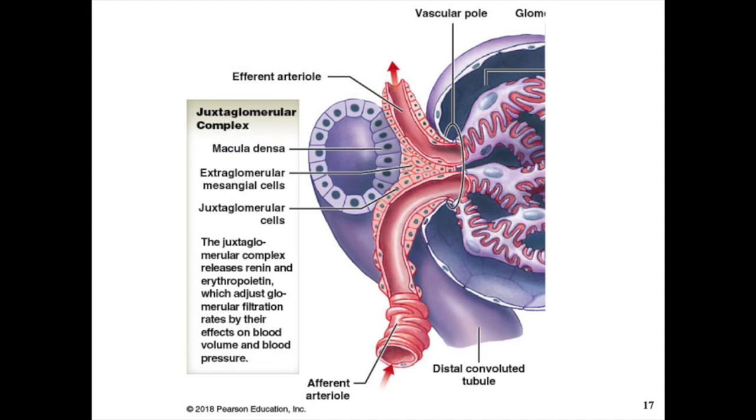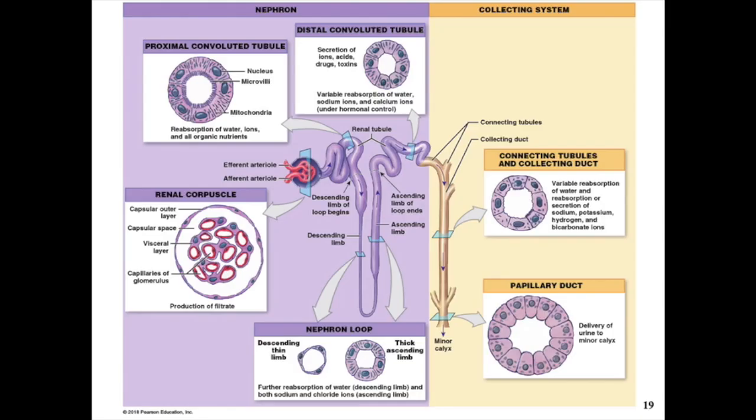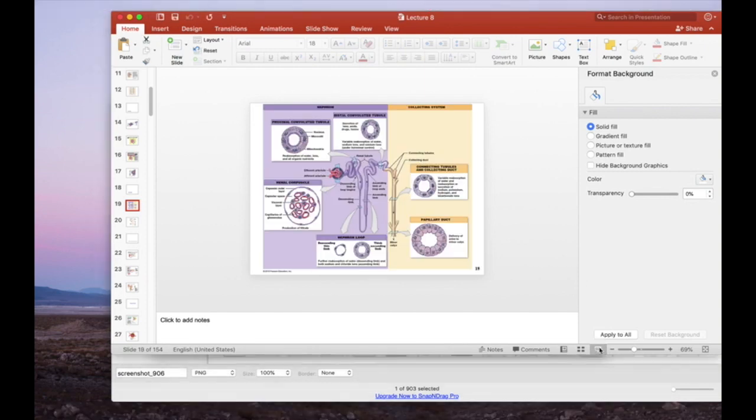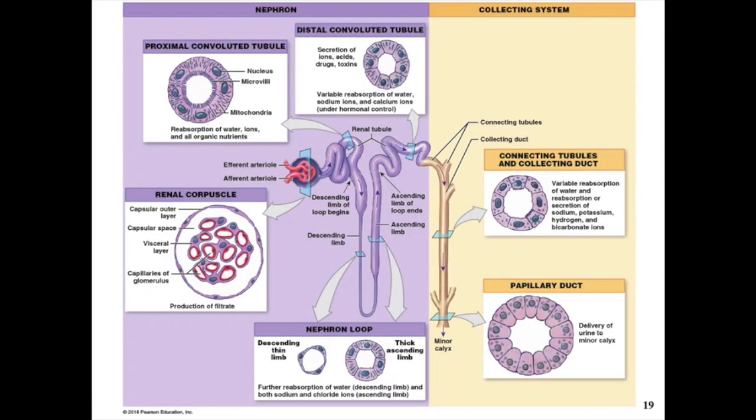And so you have here an image of the afferent and the efferent, just to remind you. And now we are going to go into the renal tubule. So the renal tubule has naming that matters. So the renal tubule can be divided into several portions.